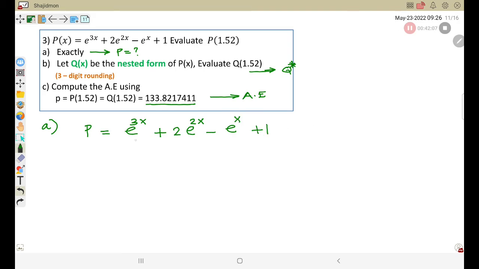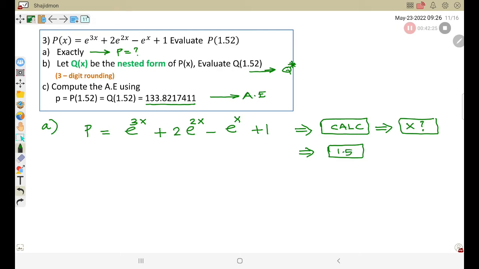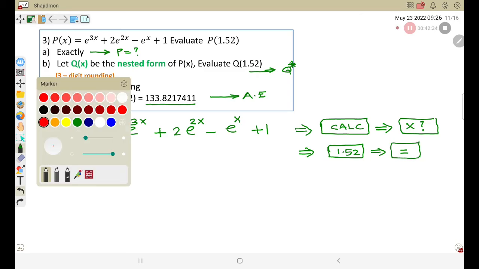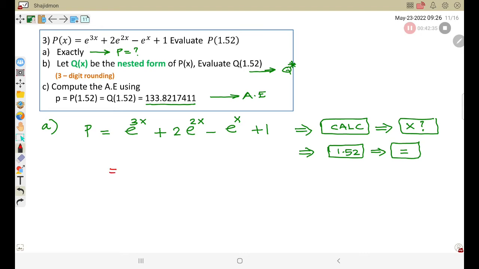Once you enter this, as I told you, press the calc button. The calculator will ask what is your x number. So apply the x number. What is our x number? 1.52. So just type 1.52. After that, press equal to. You will get the exact number. What is the number you are getting? I hope you got the same number.